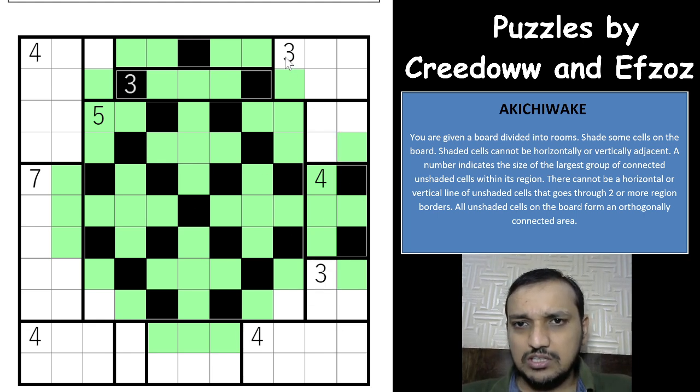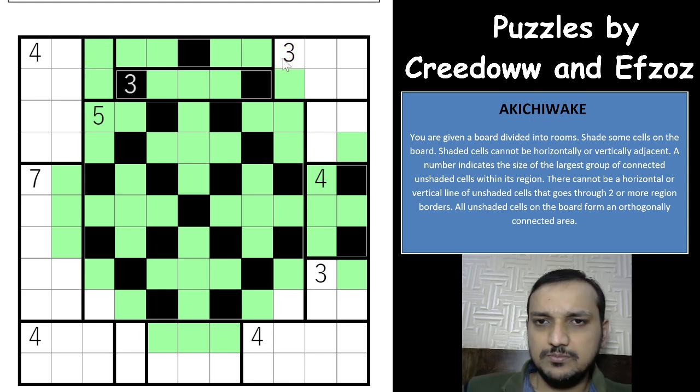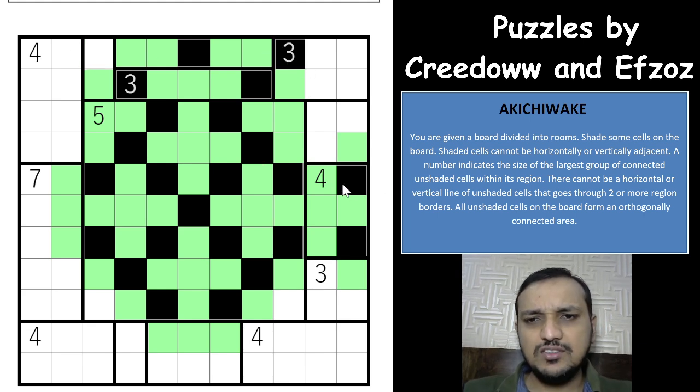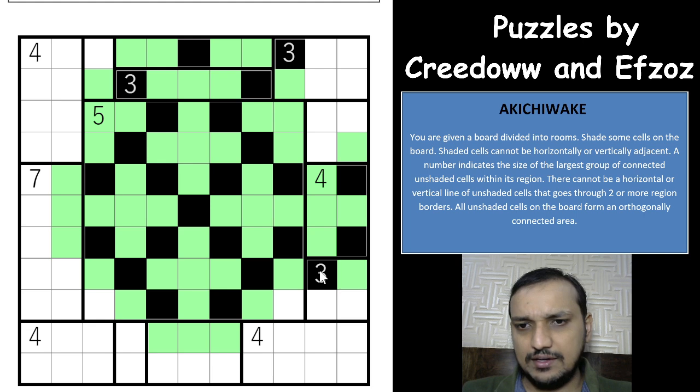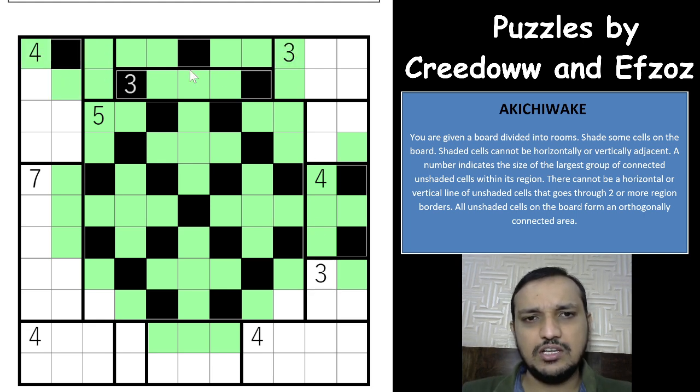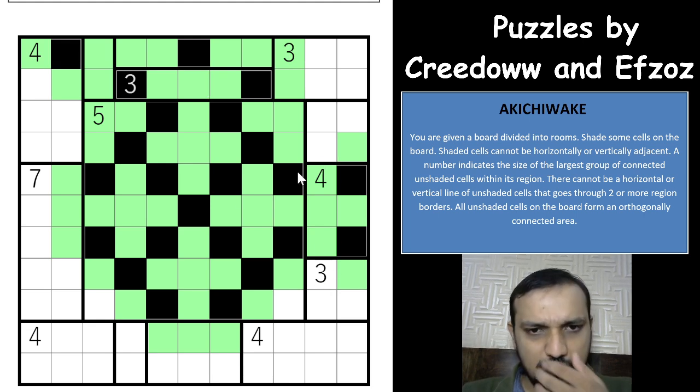So whatever be the case, all of these would be unshaded. So if I shade this and shade this or shade this, you'll have a group of white cells stranded in the top right, whatever be the case. So all of these would have to be unshaded. This is shaded here, so one of these would have to be shaded, right?